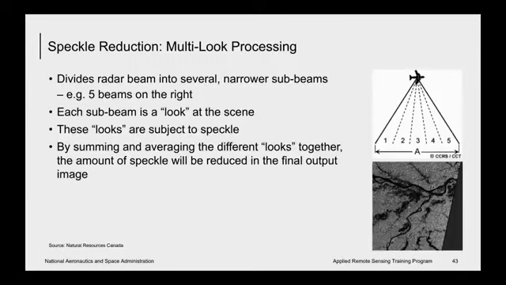Multi-look refers to the division of the radar beam into several narrower beams, in this case 5. Each sub-beam provides an independent look at the illuminated scene, as the name suggests. Each of these looks will also be subject to speckle, but by summing and averaging them together to form the final output image, the amount of speckle will be reduced. This comes at the expense of reducing the resolution. So it all depends on your specific application.